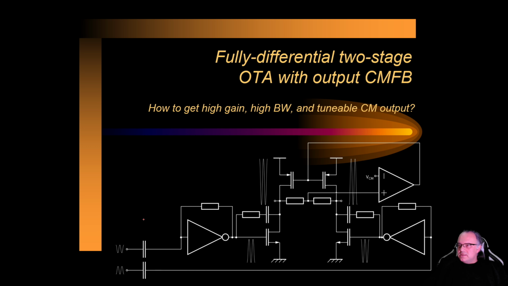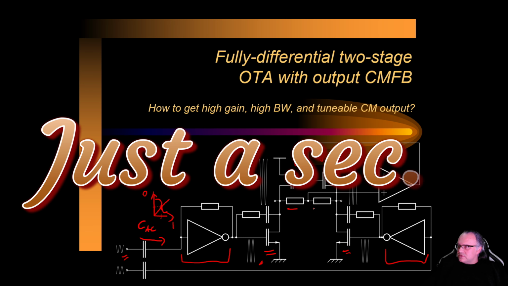Then in the second stage I have a common source amplifier, a fully differential common source amplifier composed of this transistor for one side and this transistor for the other side. They are in common source configuration, and they are loaded with PMOS transistors, which operate as current source loads. Now we sense the common mode of the signal with these resistors.